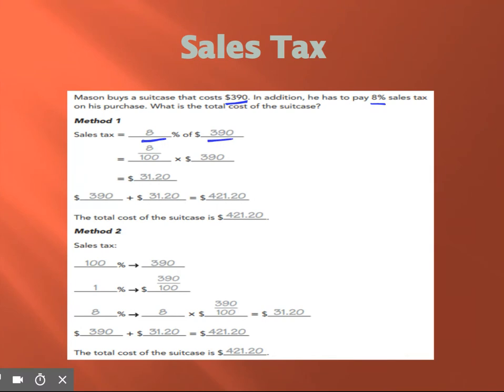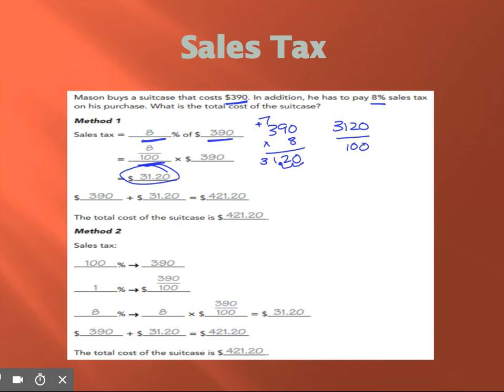So to find 8% of $390, you can use method 1, like we've been practicing: 8 over 100 times $390. And you would multiply 390 times 8 to get your numerator, and you would, of course, get 3,120, and that would be 3,120 over 100. So remember, anytime you divide by 100, you can put your decimal at the back and move it to the left 2 spaces. So the sales tax is $31.20.